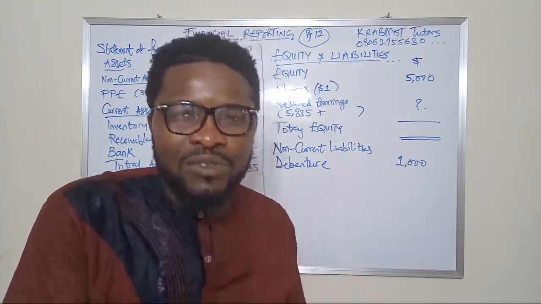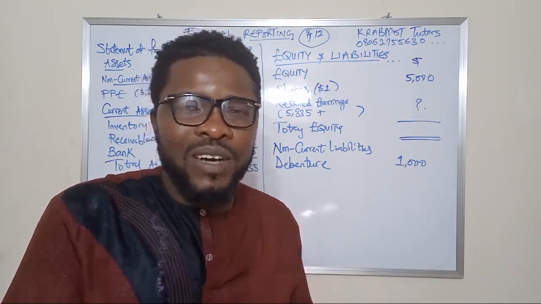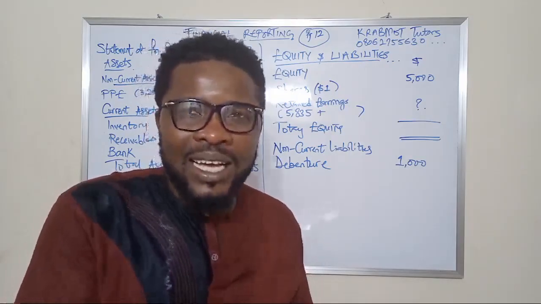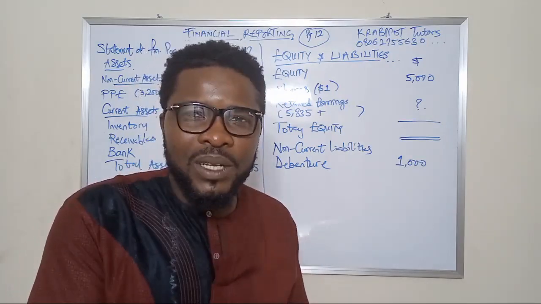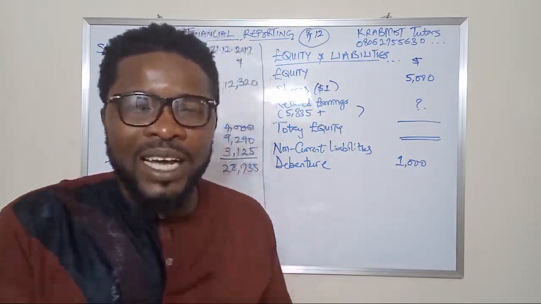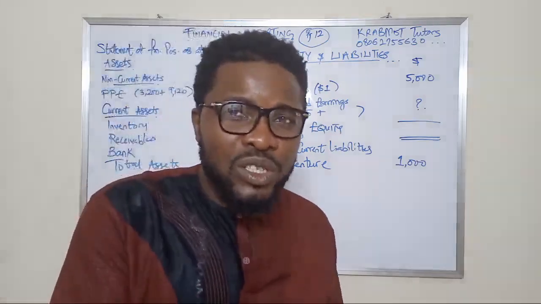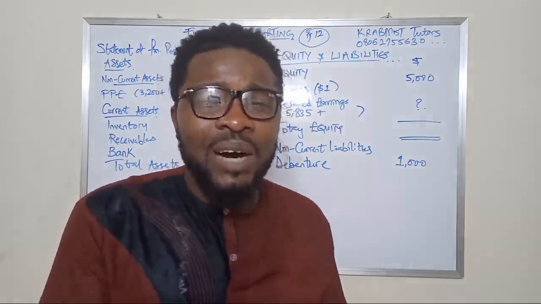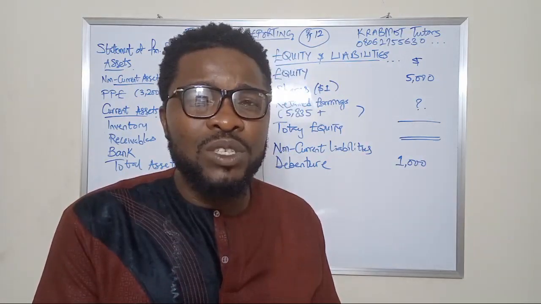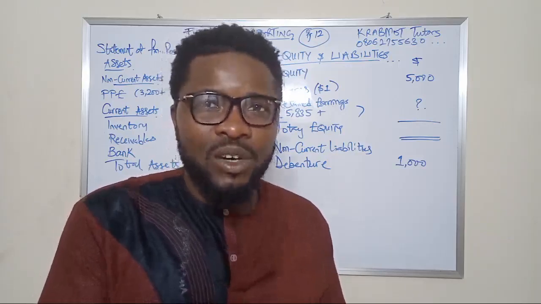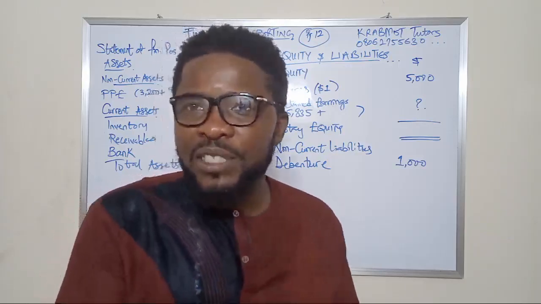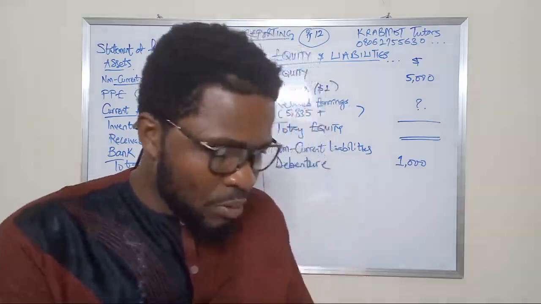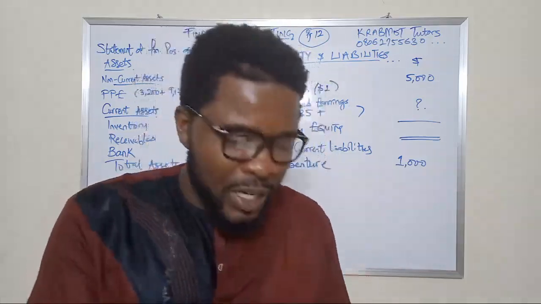For property, generally, we have the standard IAS 16, which is very popular for property, plant and equipment. We have IAS 23, which is for borrowing cost. We have IAS 20, which is government grants. And we have also IAS 40, which is investment property. So we are done with the debenture.